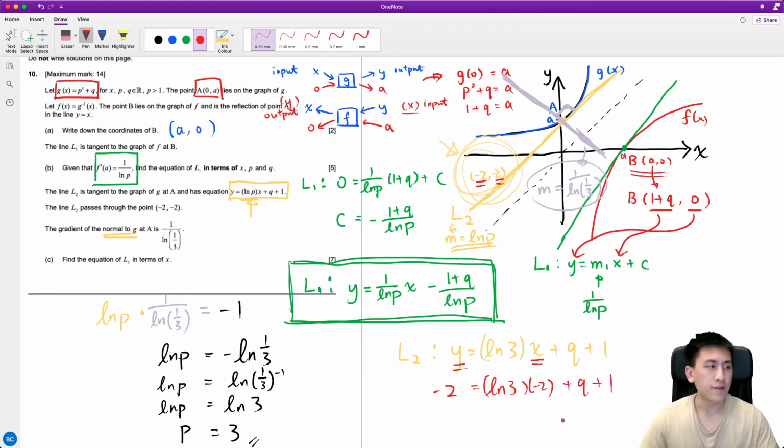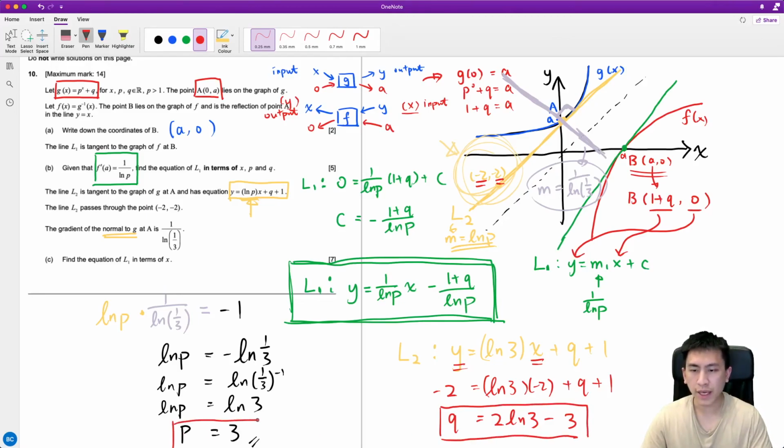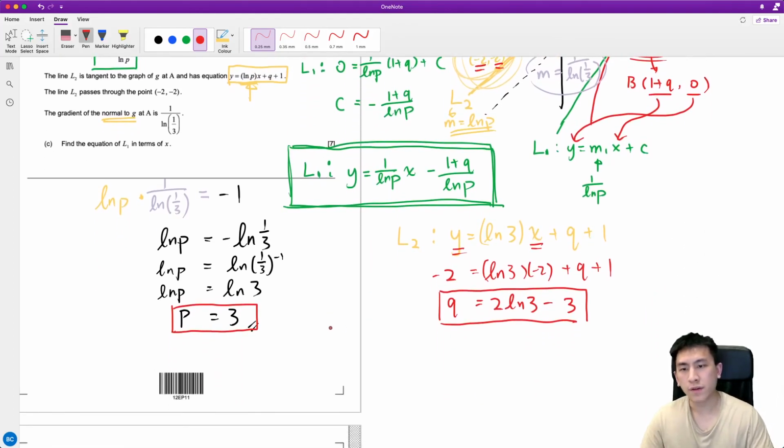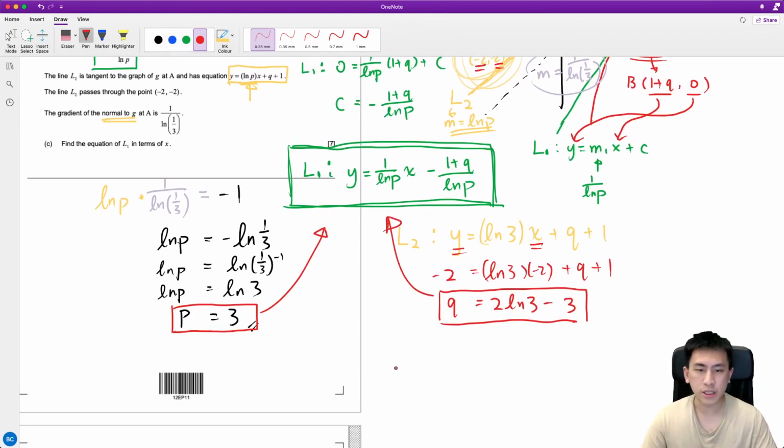Then a little bit of rearranging, you should get Q simply being 2 log 3 minus 3. Then basically we are really done, right? Because we have got our Q here and also our P here. Then we simply need to put it back into the L1 equation and then we'll get our final answer. So let me scroll down a little bit. So finally, we can put this back in here. We will have a final equation.